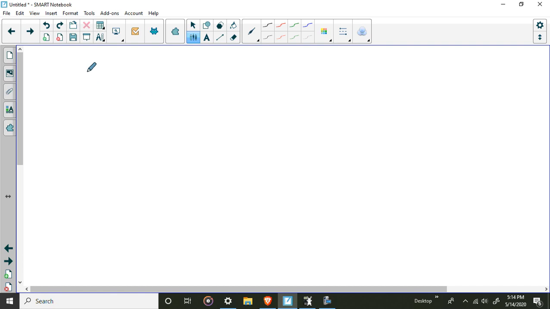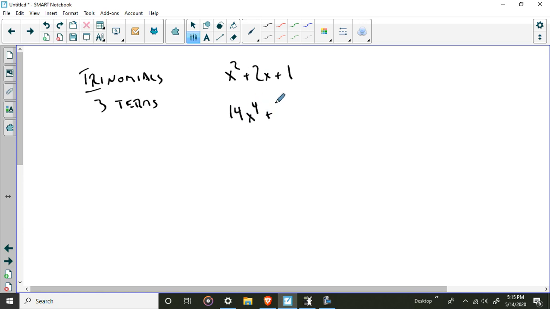Trinomials, okay, trinomials have three, right? Tri means three, right? Three terms. So the most standard one we know is x squared plus 2x plus 1, right? Three terms. If I said 14x to the 4th plus 3x squared plus 5x, right? 1, 2, 3 terms, right?